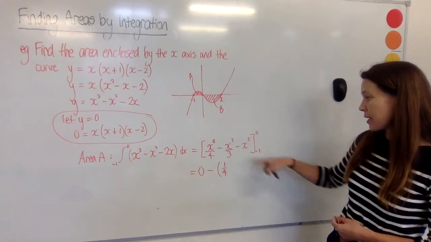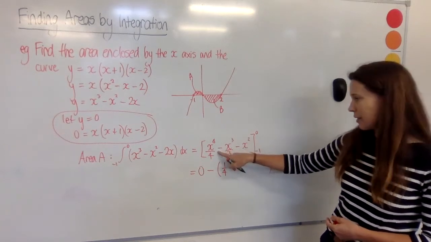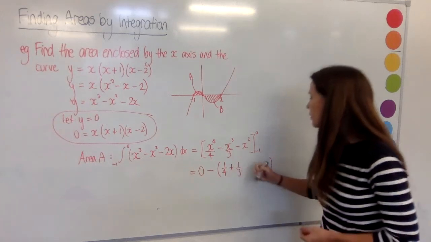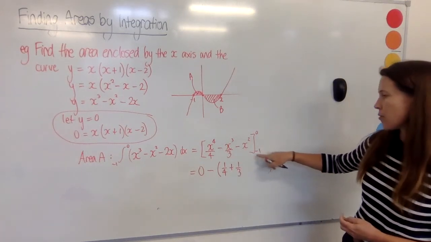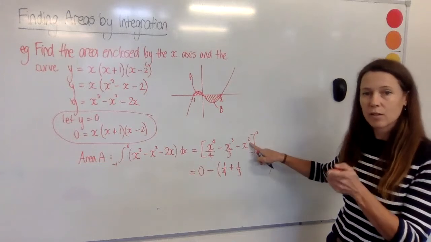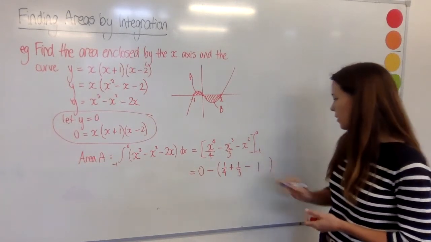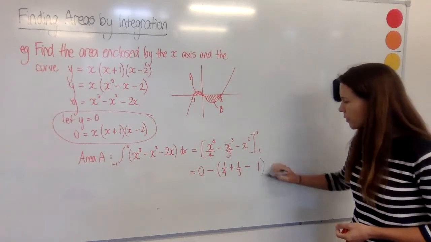-1 to the power of 3 is -1, but we're subtracting -1. That's like adding. So we'll need to add a third. And then here, -1 squared is 1, but we're subtracting it. So we are subtracting 1, and those are my 3 parts.